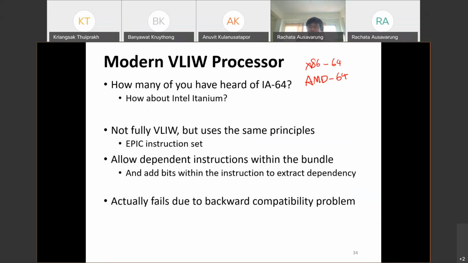Whenever you develop a new ISA, you need to make sure they are backward compatible. What does backward compatibility mean? Anyone want to give an example? What is an example of something that's backward compatible? Yep, it should work on an older version of the software. If I have Microsoft Word, I want to make sure the same Microsoft Word works on this new ISA.